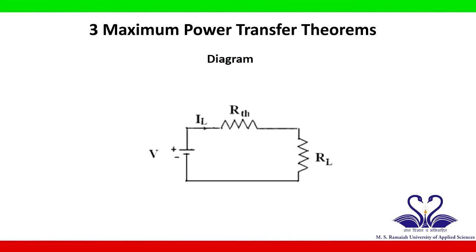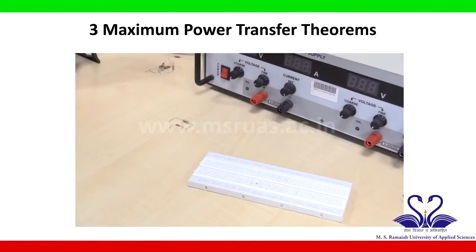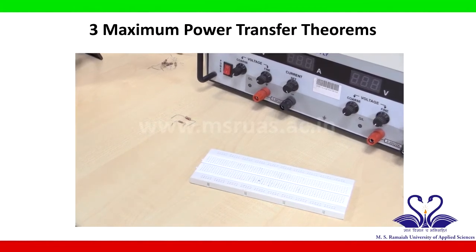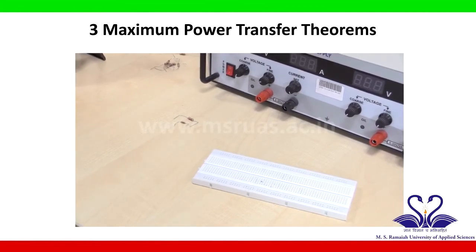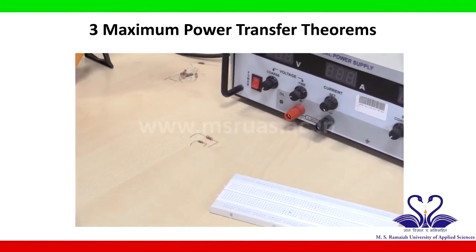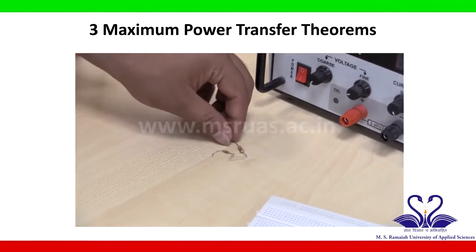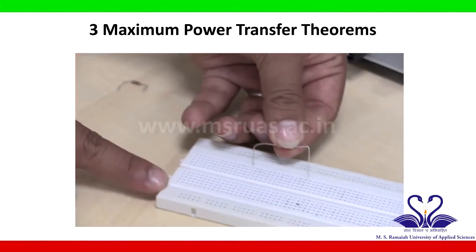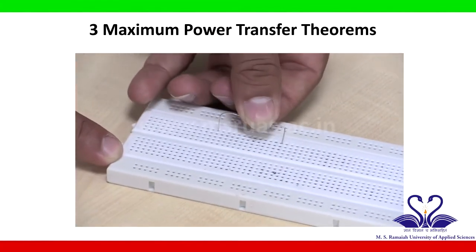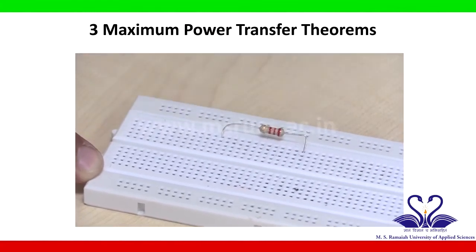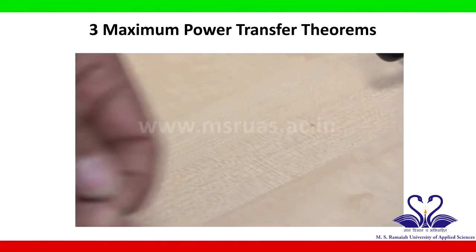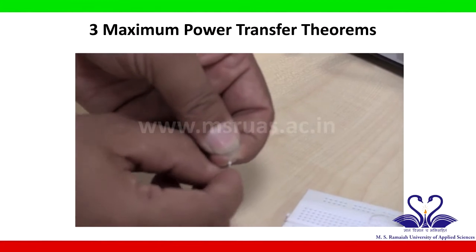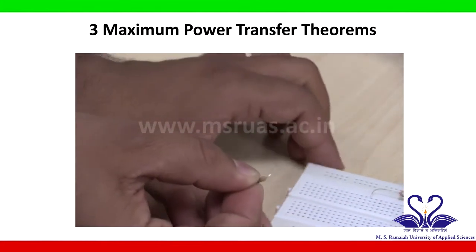We will build the Thevenin's equivalent circuit on a breadboard. Let us start building Thevenin's equivalent circuit. Thevenin's equivalent resistance value is 2.1 kilo ohm. Approximately, I have considered 2.2 kilo ohm to perform the experiment. A 2.2 kilo ohm resistor is taken, and we are connecting a load resistance of 4.7 kilo ohm in series with it.